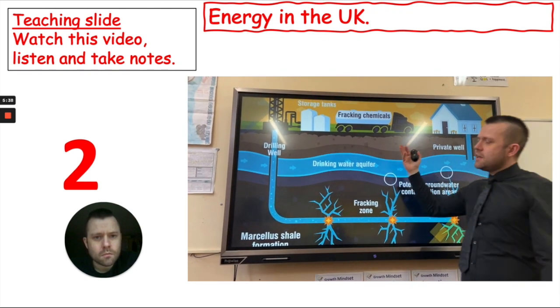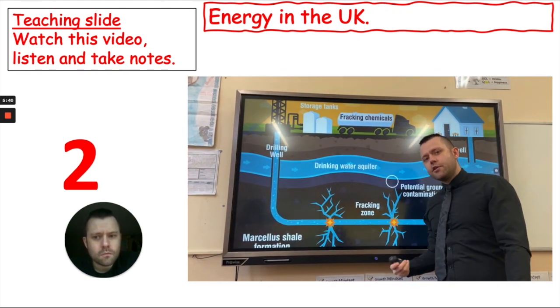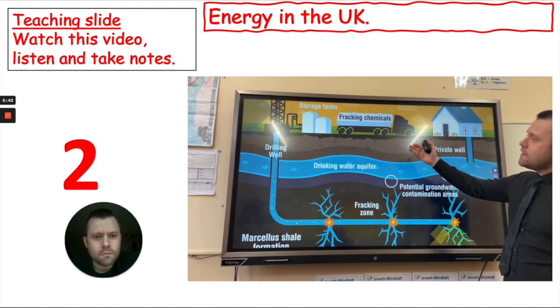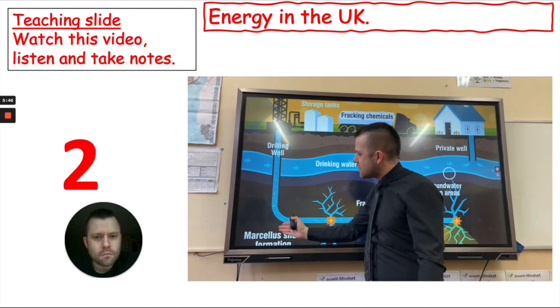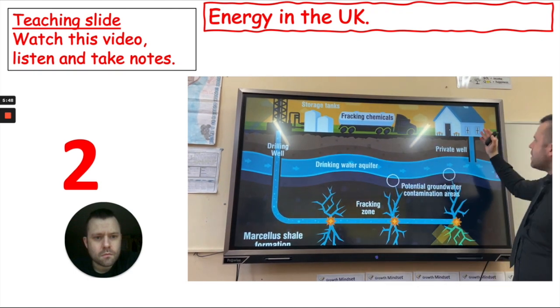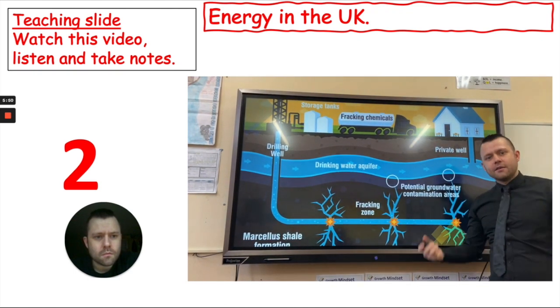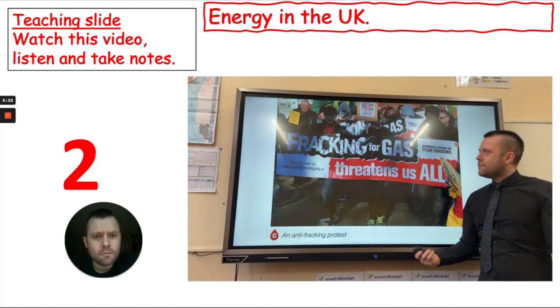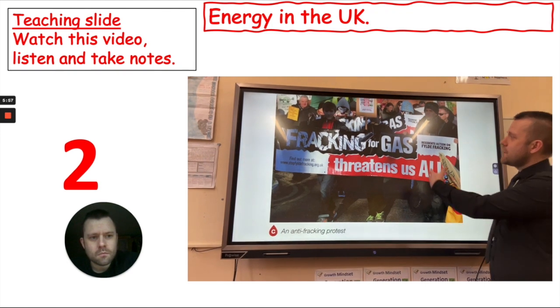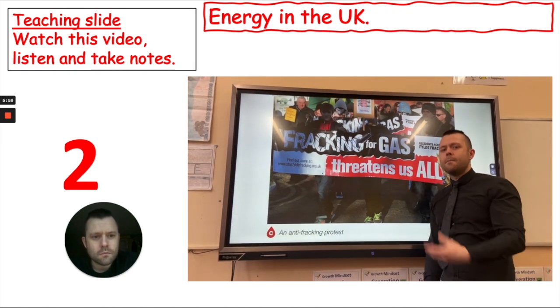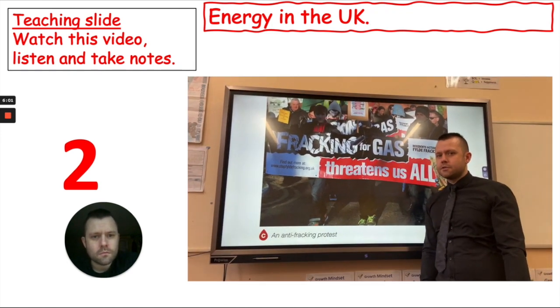Finally, fracking is another option available for the UK to produce energy. Fracking involves drilling down deep into the shale, pumping water and chemicals into the shale rock to force out the fracking gas. However, this causes large amounts of conflict because of the environmental impacts and the fact that people's homes and properties may be damaged during the process.